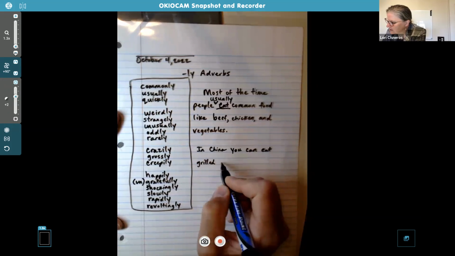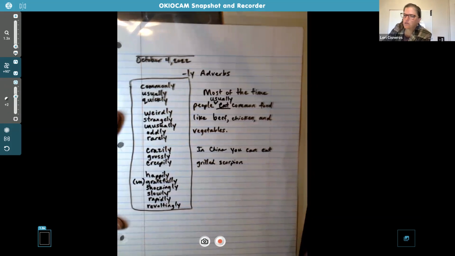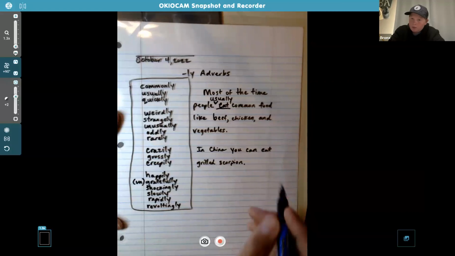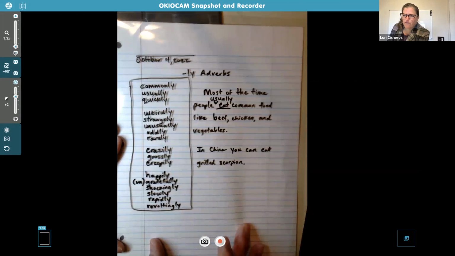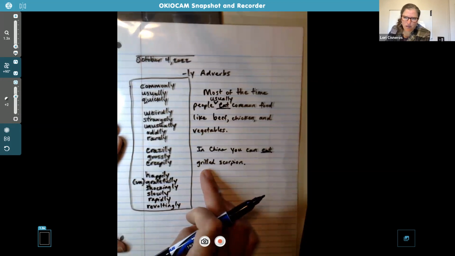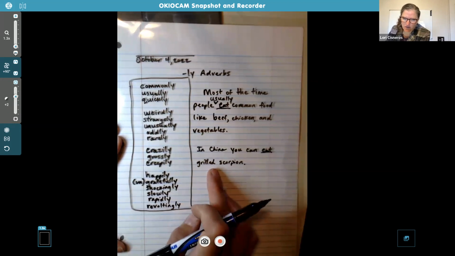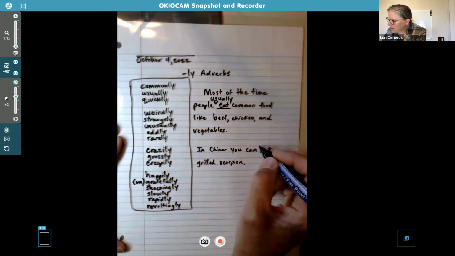Grilled. Shops all over California. Was that the end of the sentence? In China, you can eat grilled scorpion? Yeah. Okay, put a period. Good. What is our verb in that sentence, Abby? Eat. It is eat. You might have thought for a second it was grilled because that could be a verb, but this is actually an adjective telling about the scorpion. So you're right, eat.